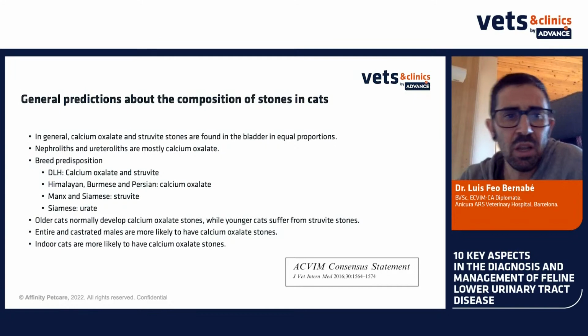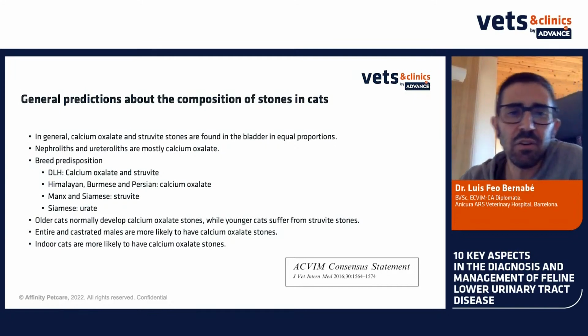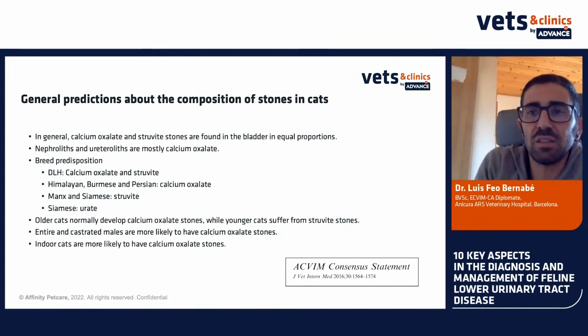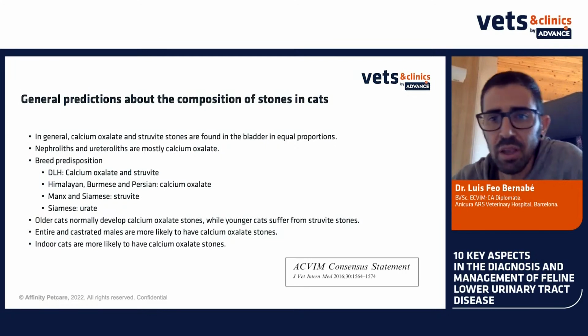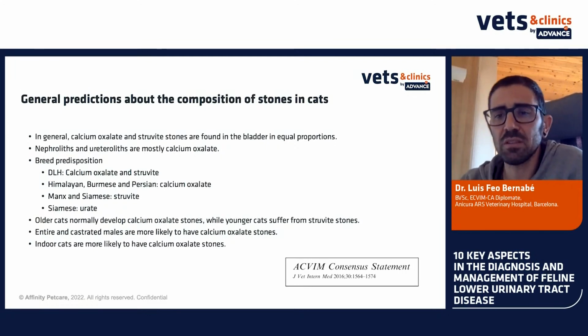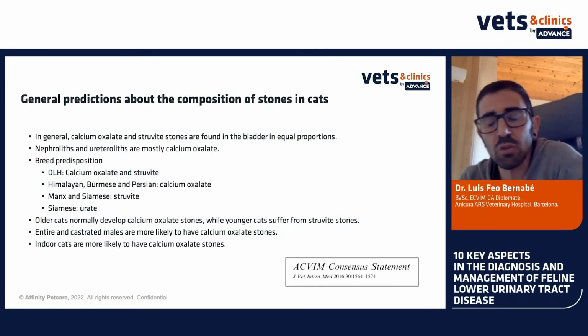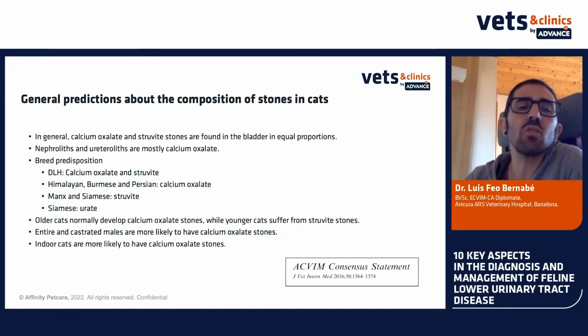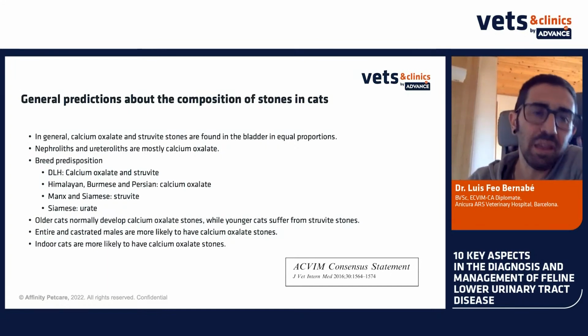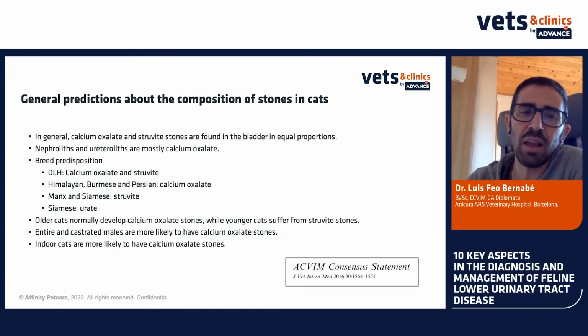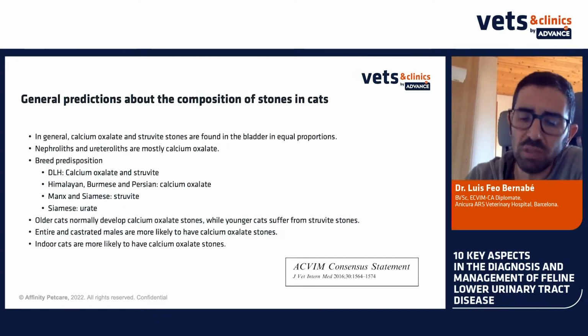In general terms, we know that older cats normally develop calcium oxalate stones, while younger cats can suffer more from struvite stones. But this is a really general consideration. Entire and castrated males are also more likely to have calcium oxalate stones, and indoor cats are more likely to have calcium oxalate too.